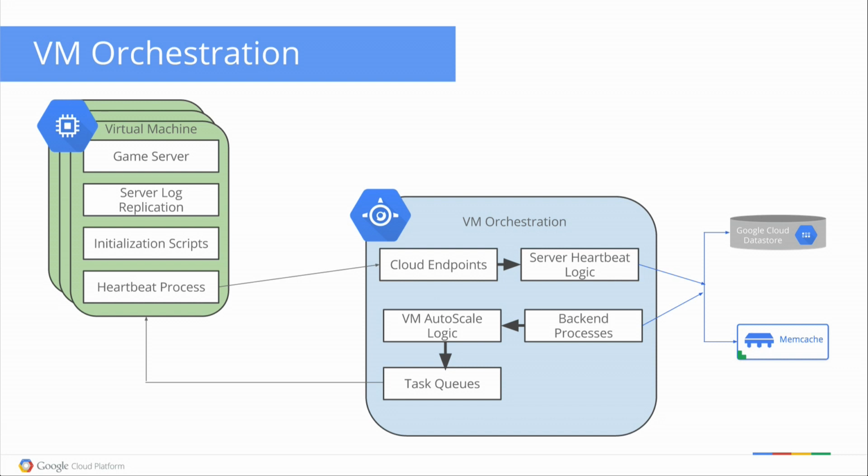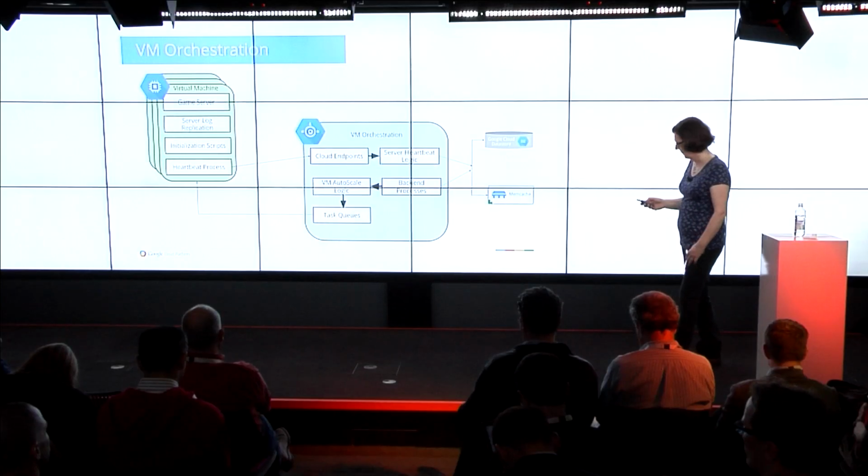In this case, the example shows a heartbeat process with the VM orchestration service actually checking the heartbeat process, looking at how busy that particular server is, and making decisions on when to spin up new servers or when to bring servers down. This is a reasonably complicated architecture, and it's one of the sample applications we have published on cloud.google.com.